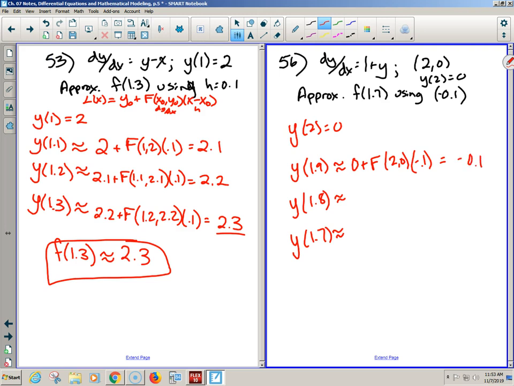Right? How about 1.8? So I start at my negative 0.1. F of, wait, do I even really need the x? Isn't it just in terms of y? Oh, sweet. So what's the old y? Negative 0.1, 0.1 times my negative 0.1. So what's 1 plus negative 0.1? Isn't that 0.9? And what's 0.9 times 0.1? 0.09 with a negative, negative 0.09. So it would be negative 0.1 minus 0.09.